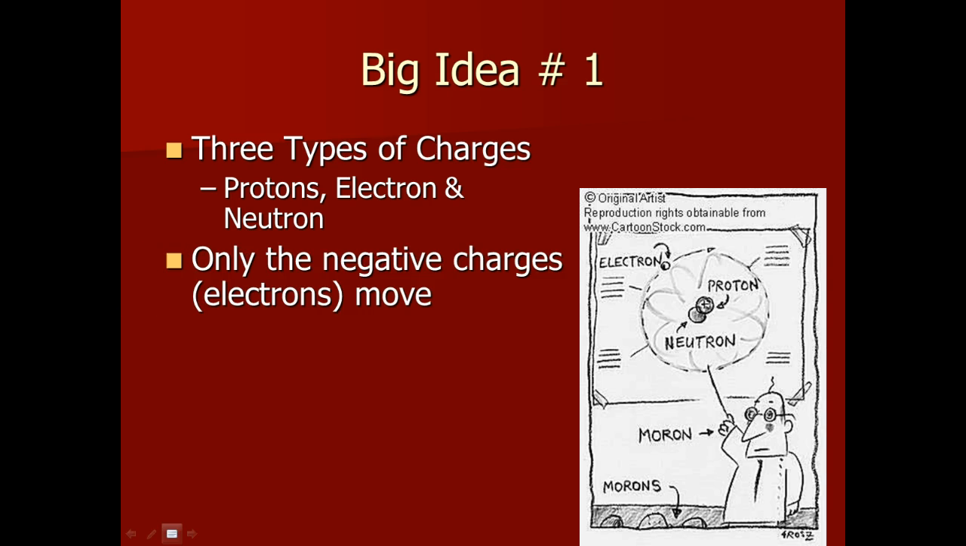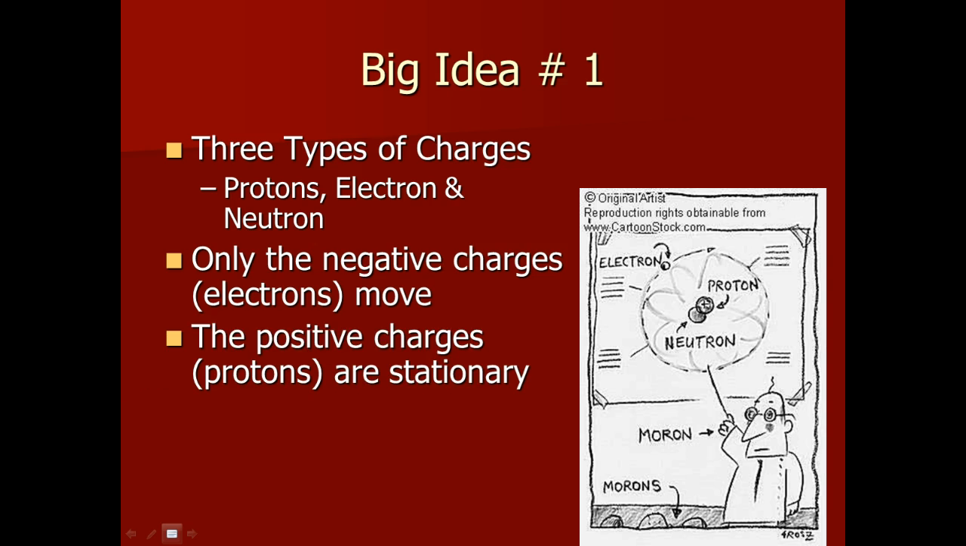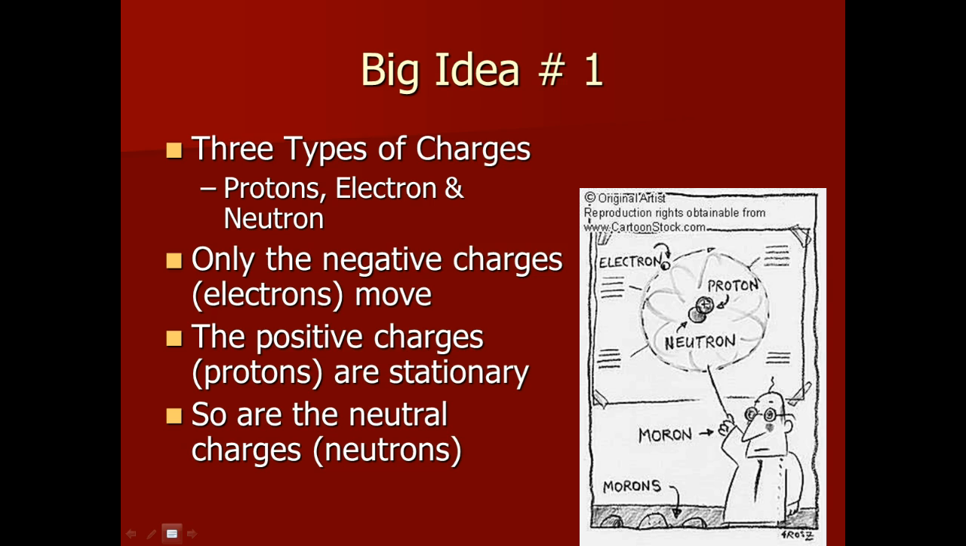Only the negative charges move, or only the negative charges pass the energy between them. These are the electrons. So when we see static charge, when we see magnetism, we see electrons moving. Protons, the positively charged particles, do not move. The neutron as well. So when we see a charge move, it's an electron and it's a negative charge.